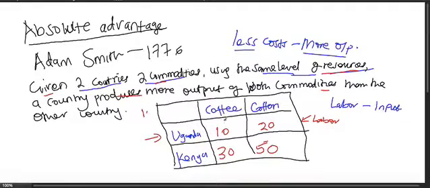It has absolute advantage in production of coffee and cotton over Kenya. So I hope you understand that very well. And there is another scenario which is not absolute but reciprocal. Some people find this confusing. Reciprocal absolute advantage.